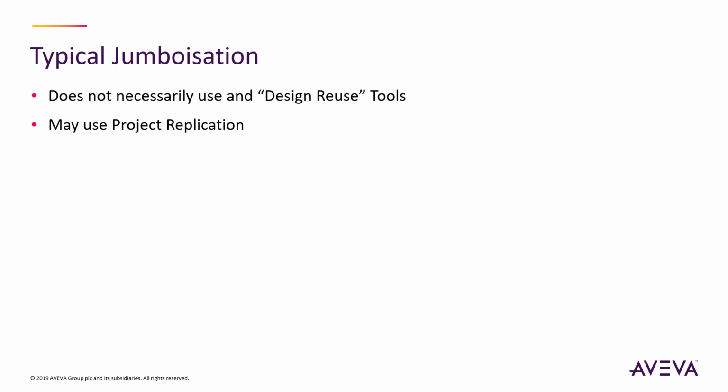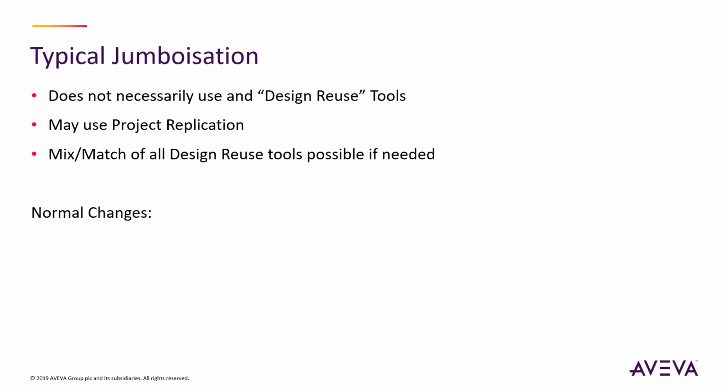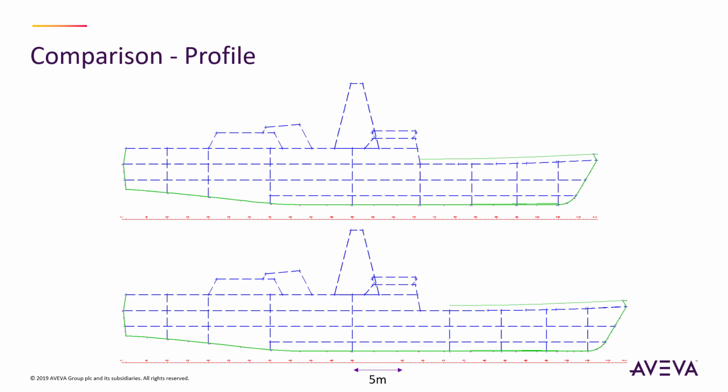So we might start by using project replication to build up a completely fresh design. And as I said, mixing and matching design tools is possible if you feel that that's necessary. So typical changes that affect a jumboisation would be updating the whole surface, changing the frames, perhaps inserting a new area, or alternatively making a geometric transformation to the whole data. In the example, we'll see that we have the original design used in the previous case, but what we're going to do in this case is add 5 meters below the bridge area.